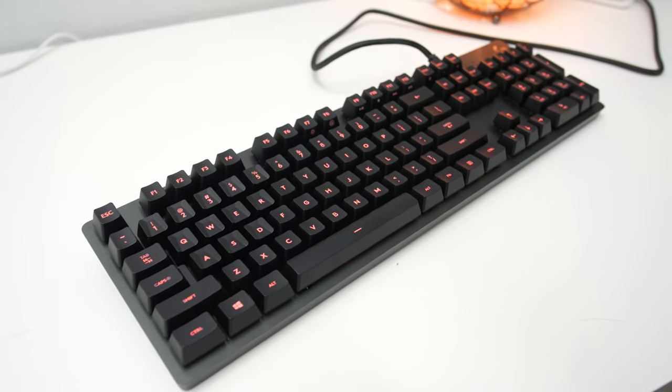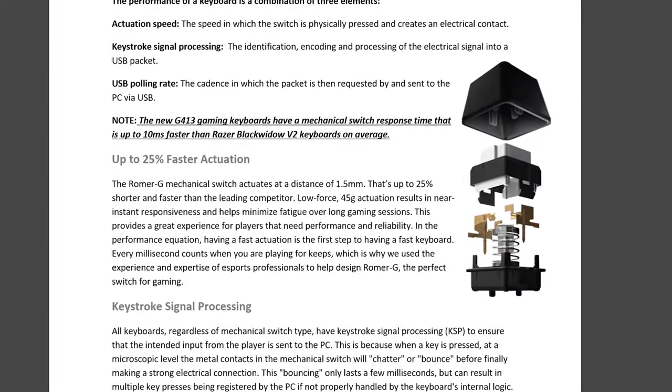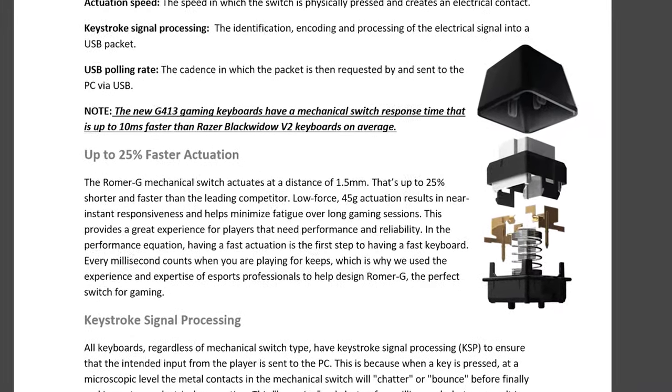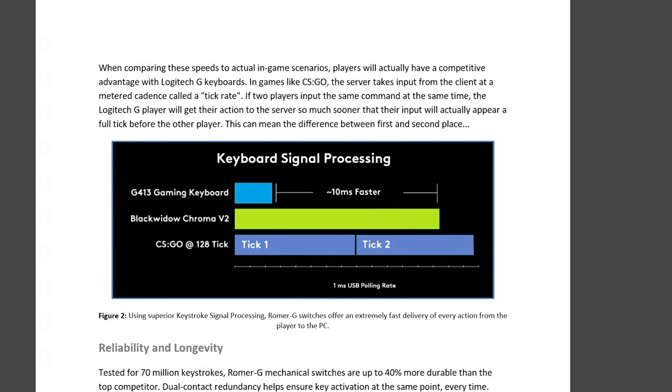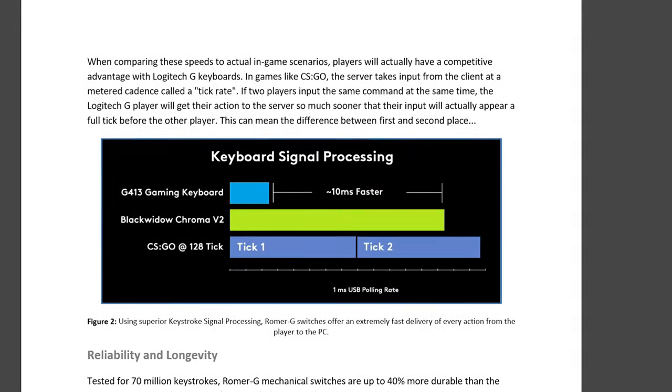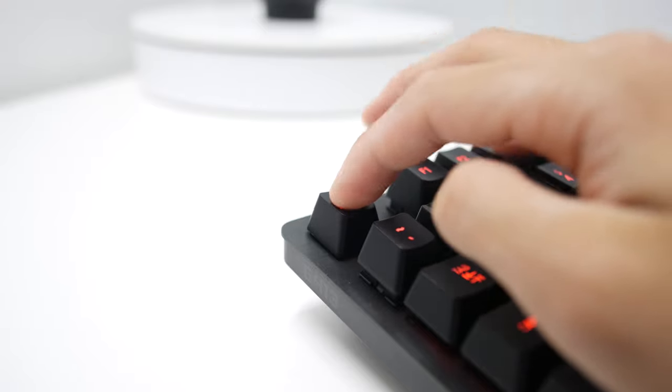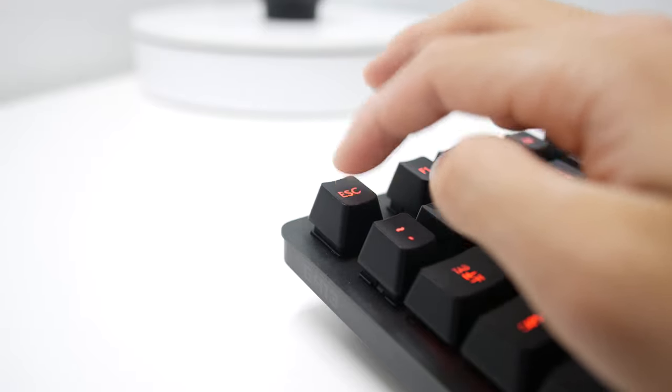Anyways, the switch that this keyboard uses is the Logitech Romer-G keys. It's supposed to give you 25% faster actuation and 10 milliseconds faster processing than the Black Widow Chroma V2, but honestly, you won't really notice it unless you're a god level gamer. It's really up to you if you like the Romer-G switches, but personally, I prefer Cherry MX Browns.